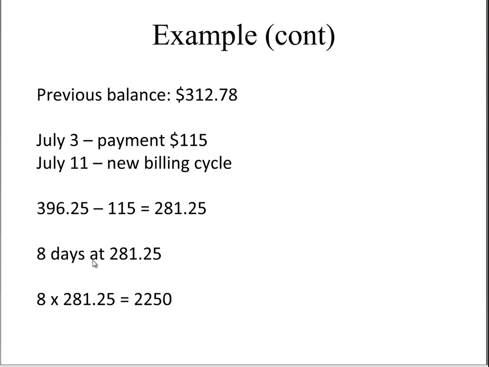On July 3rd, I made a payment. So I need to subtract that payment off from the $396.25. I get $281.25, and I'm going to carry that balance each day all the way up until July 11th. That will be a total of 8 days. When I multiply that amount by 8 days, I get 2,250.